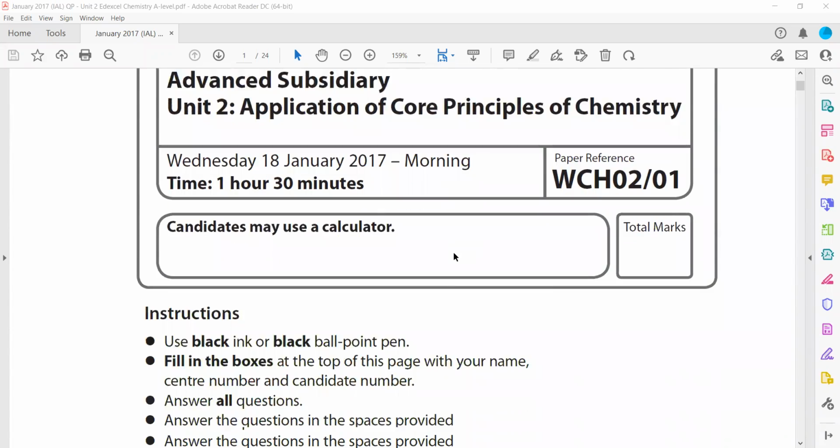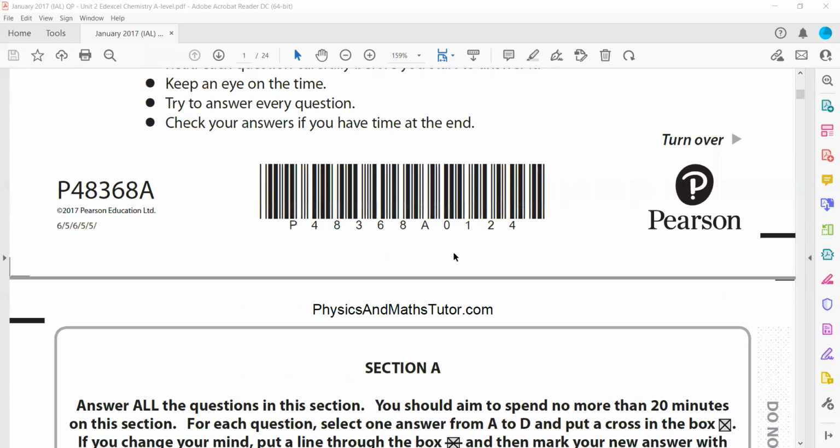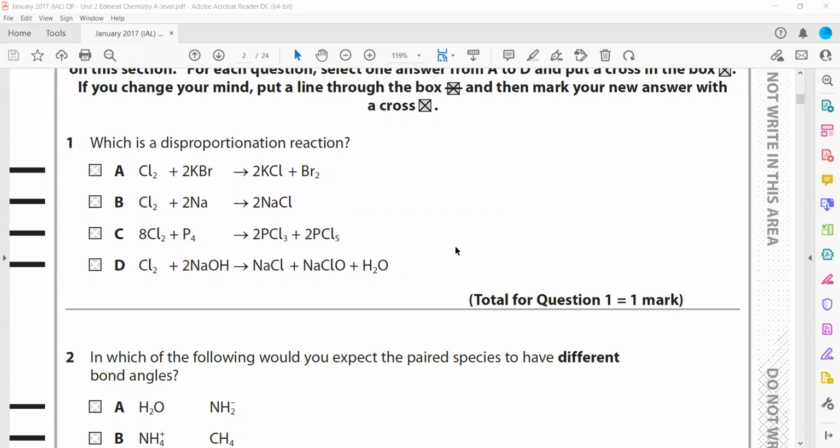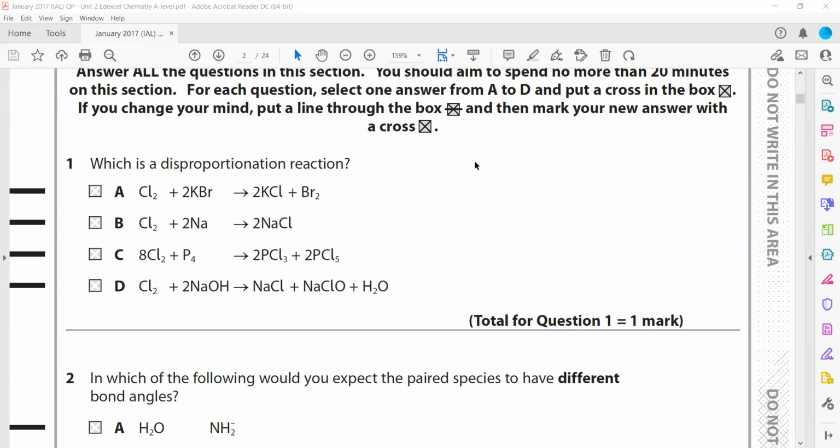So January 2017, Unit 2. Which of the reactions is a disproportionation reaction? If the same element is oxidized and reduced, these are known as disproportionation reactions. So how can we identify? We have to check the oxidation number for each, and using the oxidation number we can identify which one is oxidized or reduced.